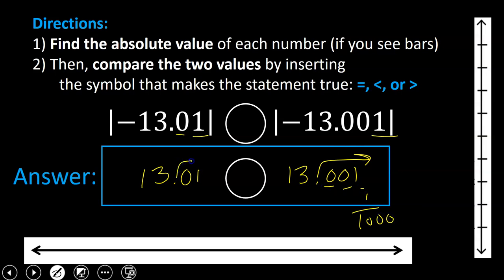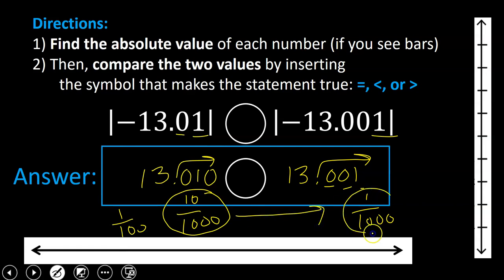And over here, we only have two numbers. So let's add a 0. And now this becomes 10/1000ths instead of 1/100th. And once it's 10/1000th, then we can compare it more easily to 1/1000th. And I hope you realize that 10/1000ths is going to be greater than 1/1000th. So 13 and 10/1000ths is greater than 13 and 1/1000th.